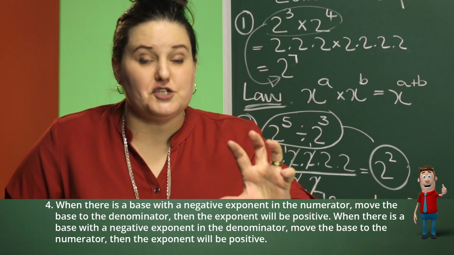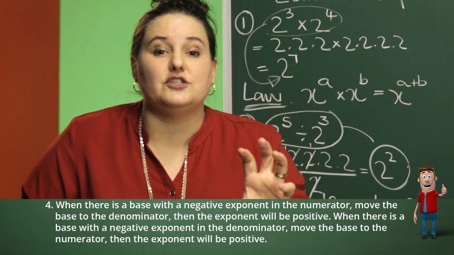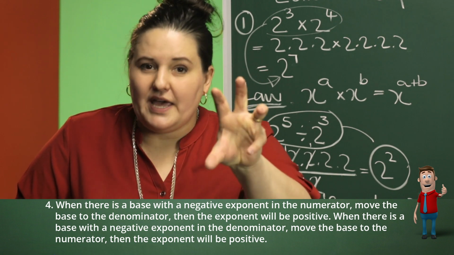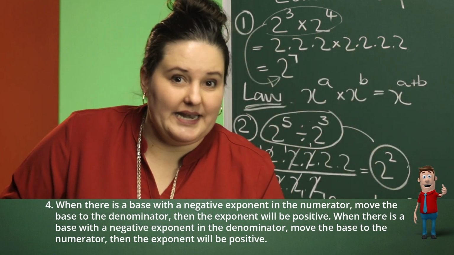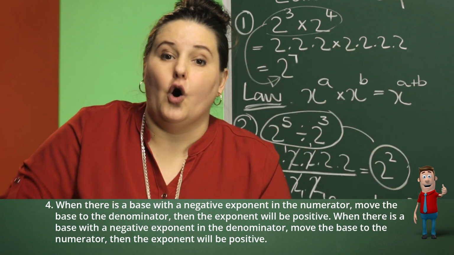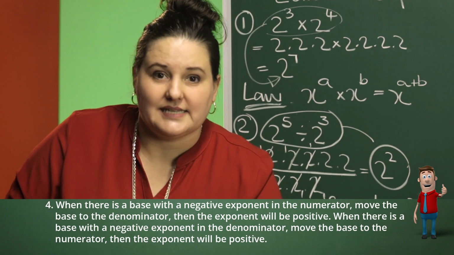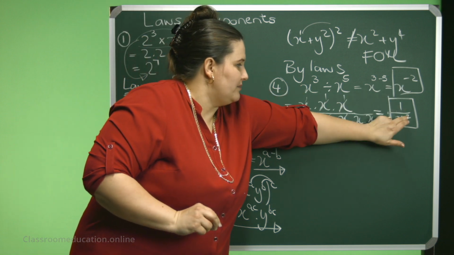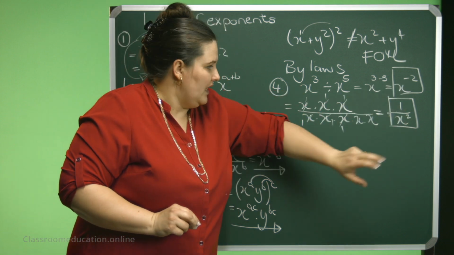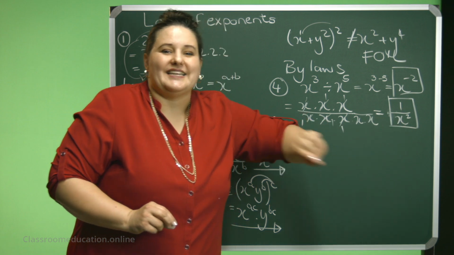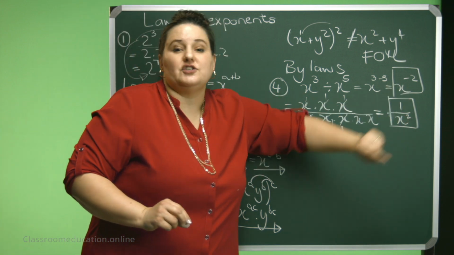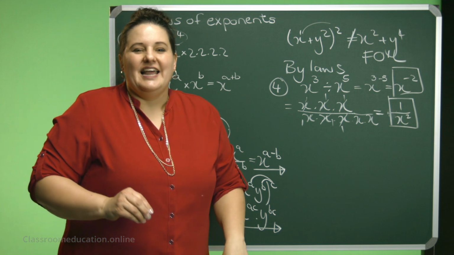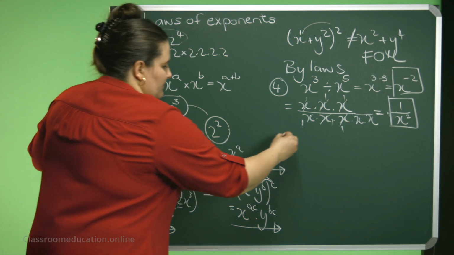So I have a negative exponent. How can I change that to become a positive exponent? By moving the base with the exponent to the denominator, if it was in the numerator, or if it was in the denominator, to move it to the numerator. And then careful, just make sure that you change that value. So 1 over x squared is exactly the same as x to the power of negative 2. That's the first bylaw. Let's have a look at the last one.